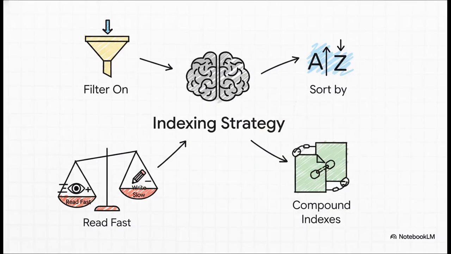So the key is to be smart about it. You can't just index everything. You want to create indexes on the fields you're constantly filtering on or the fields you sort by a lot. Makes sense, right? But, and this is important, don't go crazy. Every index you add adds a tiny bit of overhead every time you write data to the database. It's a balancing act between fast reads and fast writes.